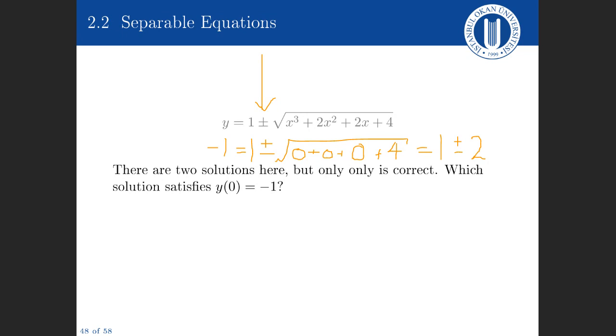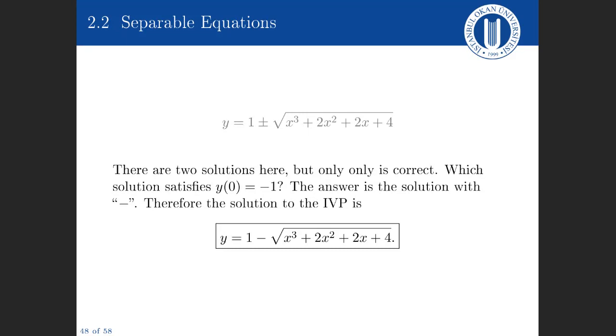If we replace every x by 0 and we replace the y by minus 1, we end up with minus 1 is equal to 1 plus or minus 2. To make this true, do we want 1 plus 2 or do we want 1 minus 2? And the answer is we want 1 minus 2. The solution to the initial value problem is the solution with a minus. y is equal to 1 minus the square root of x cubed plus 2x squared plus 2x plus 4.